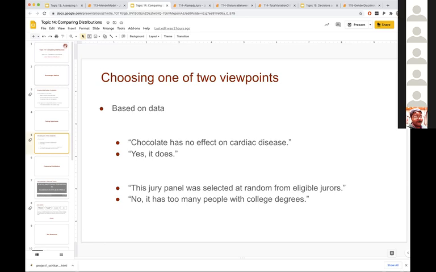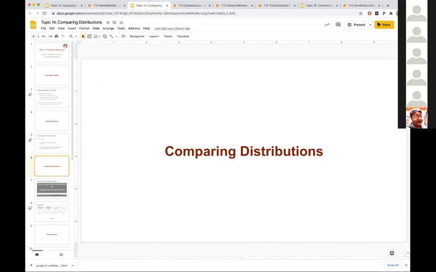And the example that we looked at last class, this jury panel was selected at random from eligible jurors. Well, we didn't look at whether there were college degrees or not, but you can ask that question. And the other viewpoint is no, it has too many people with college degrees. Okay, and so this comes down to this idea that we want to compare distributions.